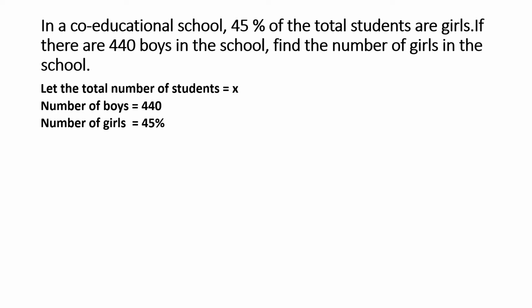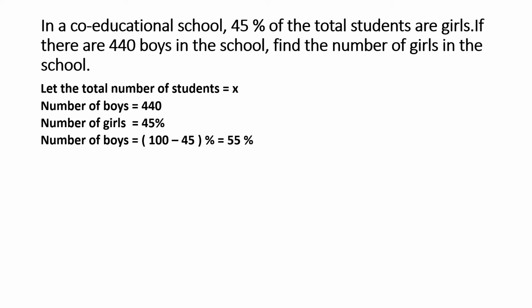In our previous questions we discussed that when two things are given to us, one in percentage as well as one in number, if they are equal, we equate them. So first we need to take out the number of boys in terms of percentage. The total percent is 100%, as we all know. To find the percent of the boys, we subtract the percentage of girls from 100. 100 minus 45 is 55%. 55% are boys.